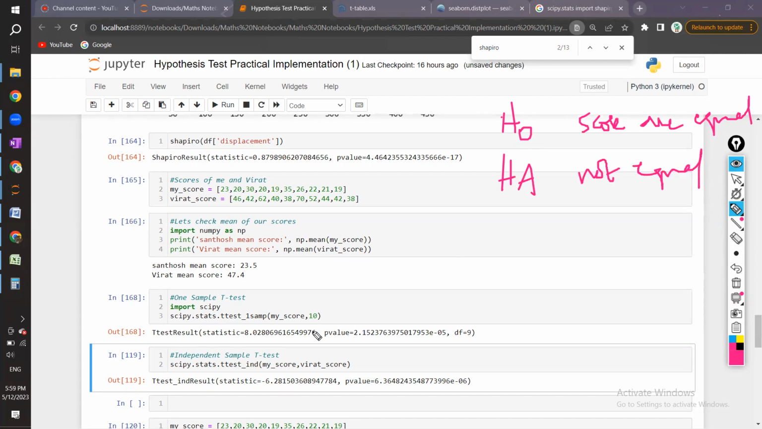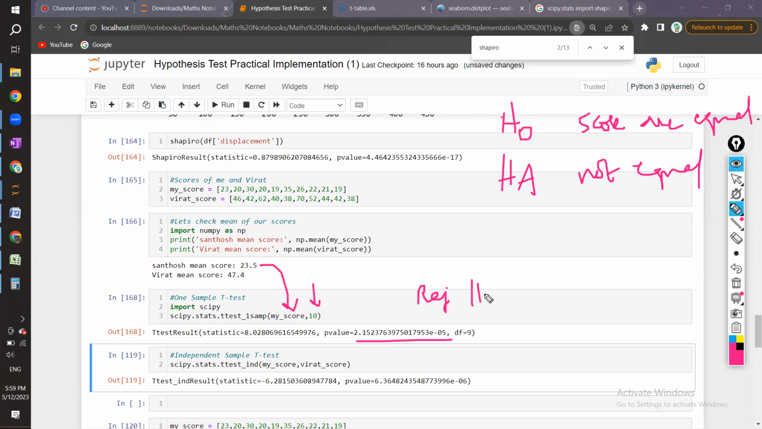Okay, so if you see my score and 10, I'm checking whether the mean of this my score is equal to 10 or not. Obviously it's not, right? So why? Because this score is 23.5 and this is 10. Now if you're comparing these two, the value of p you can see is e to the power of 0.5. That means 0.00, very much less. So in that case, I should reject the null hypothesis.